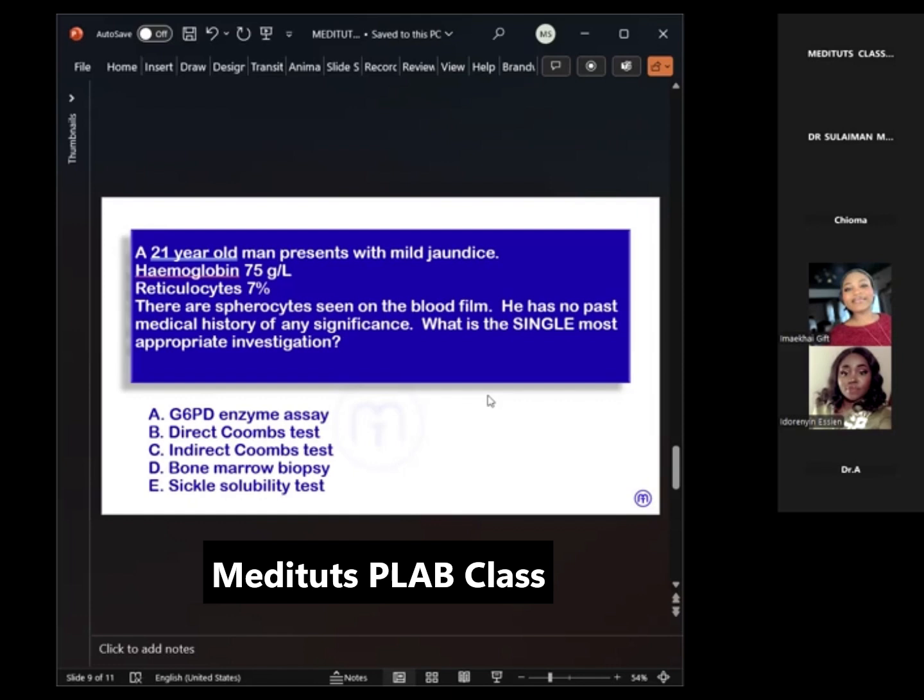The first option is glucose 6-phosphate dehydrogenase enzyme assay. The second option is direct Coombs test. The third option is indirect Coombs test. The fourth is bone marrow biopsy. And then the fifth is sickle solubility test.